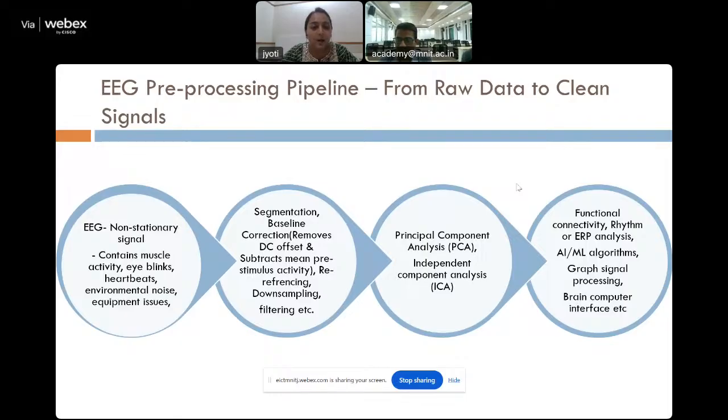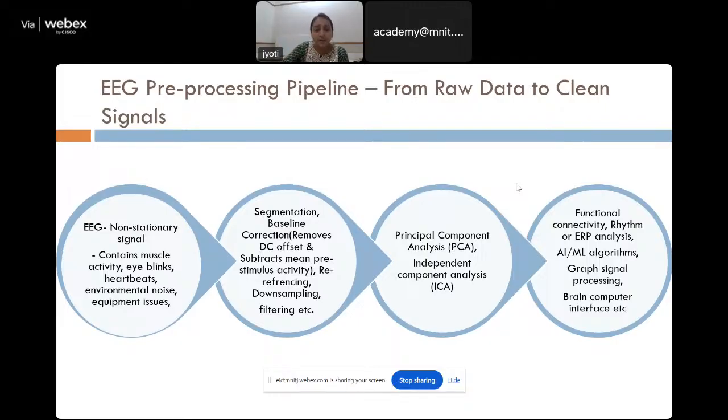So, EEG is a non-stationary signal, as we know. We cannot take the whole EEG data for 1 hour and work with it, because it is highly non-stationary in nature and has too many artifacts. Suppose we have a subject who is sitting and we have kept an EEG cap on his head.